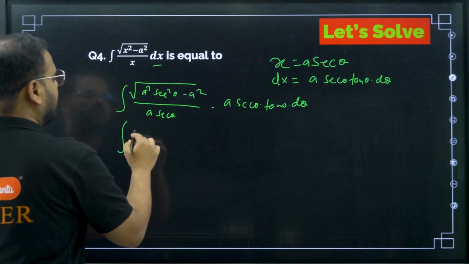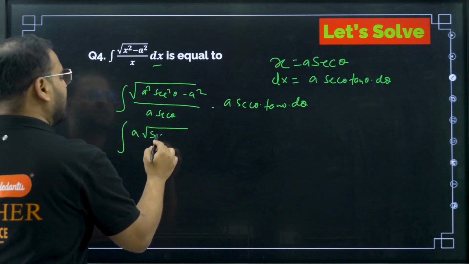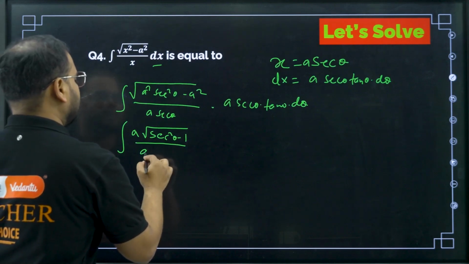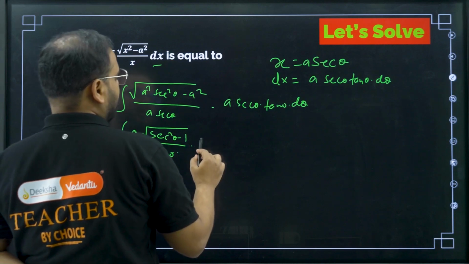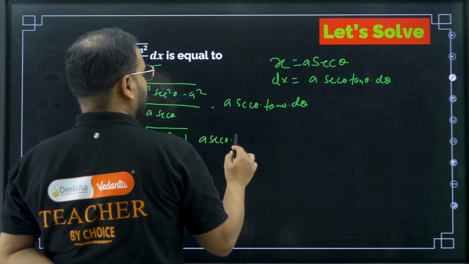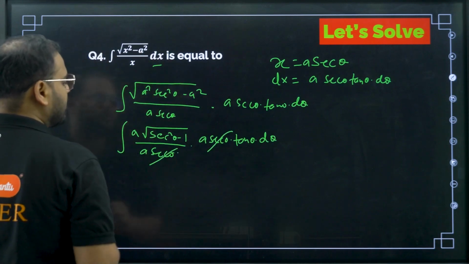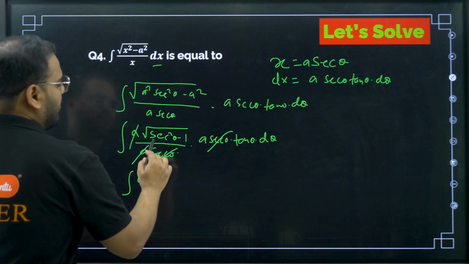Now do one thing, take a square common, and if you take it out, what are you going to get? Please check. It will become simply a. I have this inside, sec square theta minus 1, upon a sec theta, and what I have here, I have simply a sec theta tan theta d theta. Am I right? Sec and sec go out, this a and a cancel, I have this a left, so I write it as a, and how much is sec square minus 1?